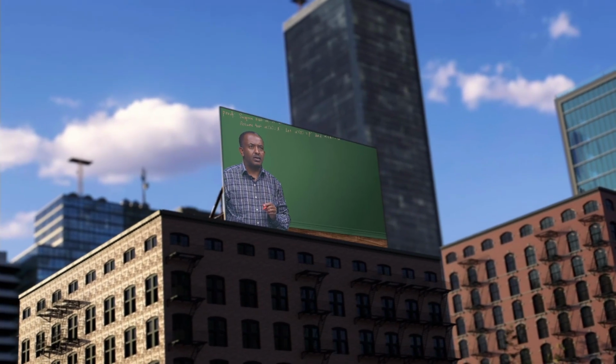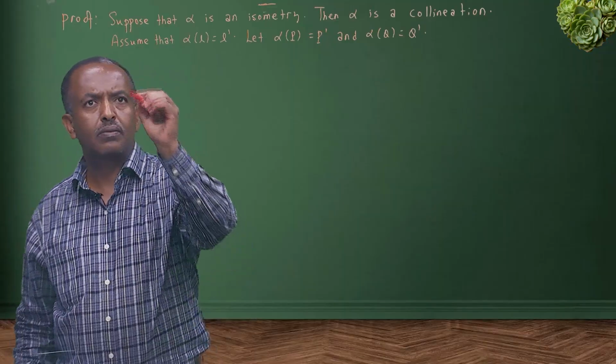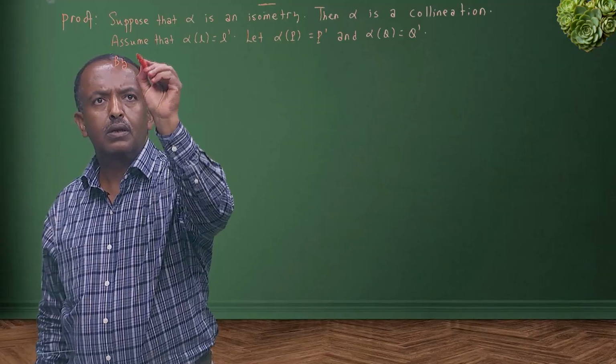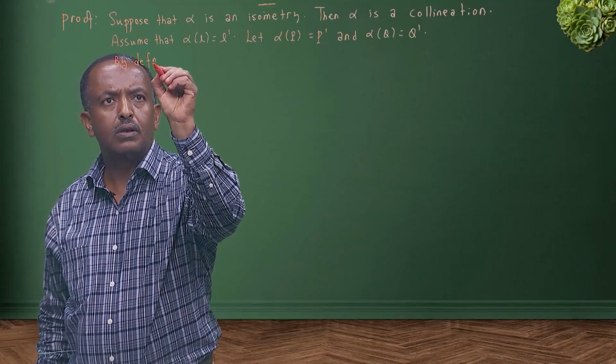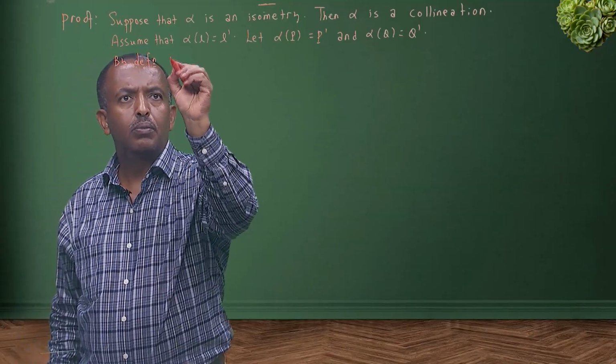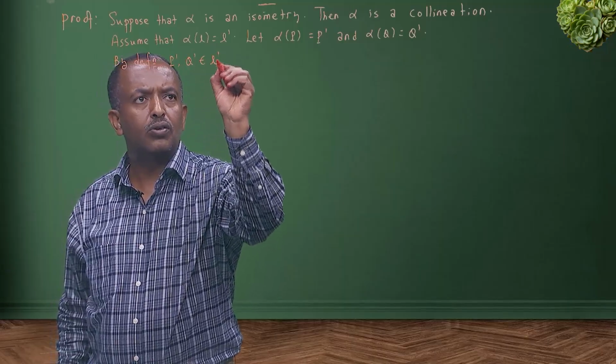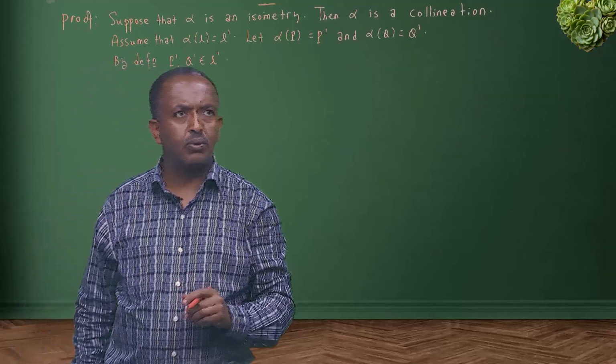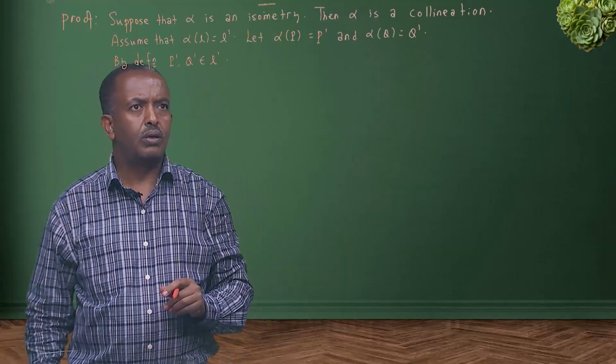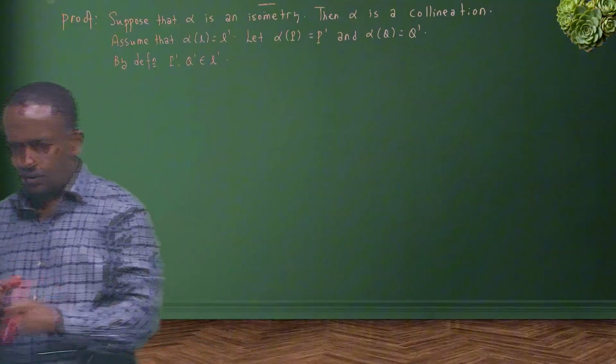Since alpha of L is L prime by definition, P prime Q prime is an element of L prime because we have taken P and Q.